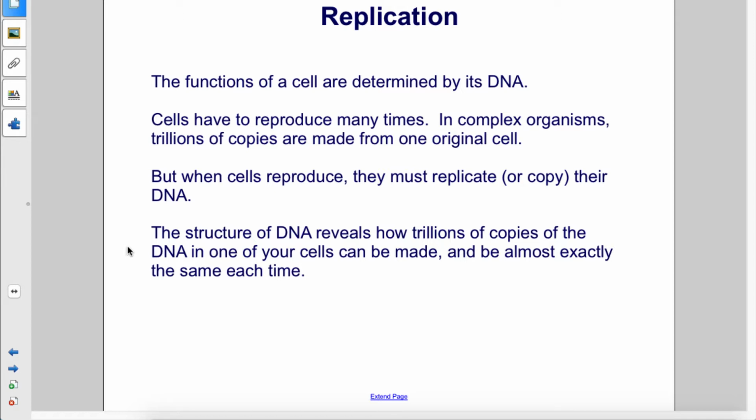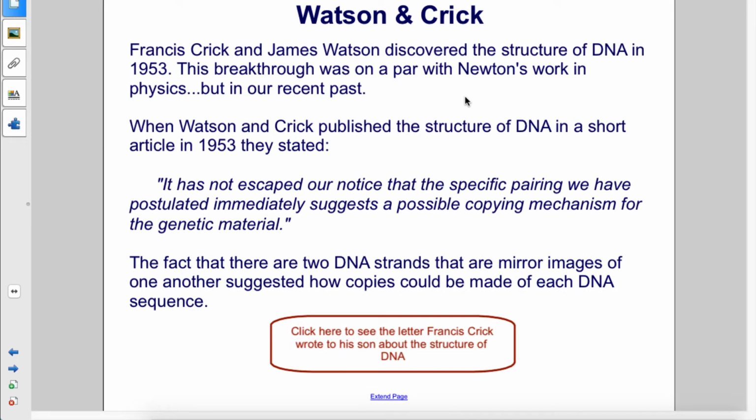The structure of DNA reveals how trillions of copies of the DNA in one of your cells can be made, and be almost exactly the same each time. Francis Crick and James Watson discovered the structure of DNA in 1953. This breakthrough was on par with Newton's work in physics, but in our recent past.